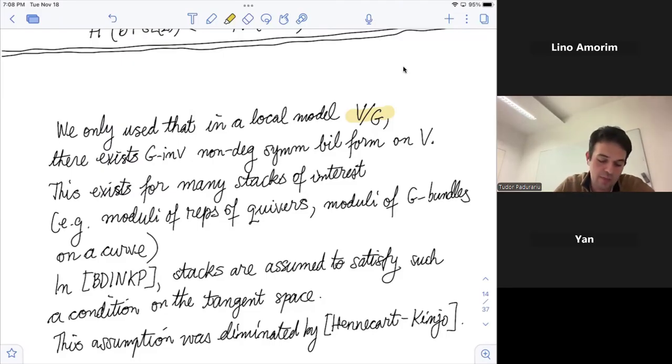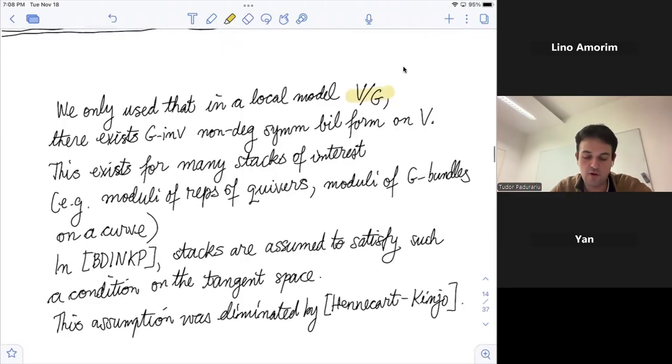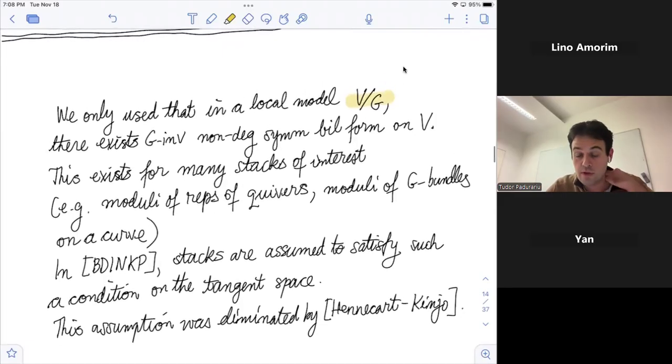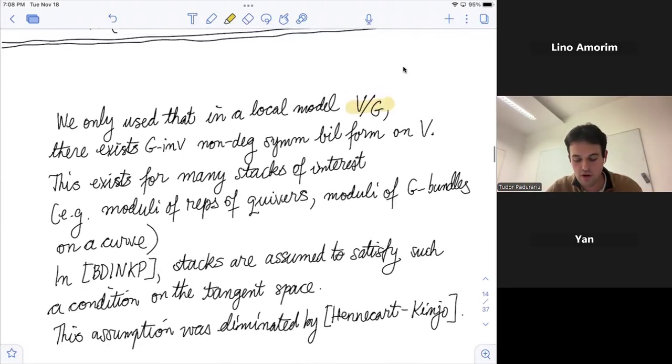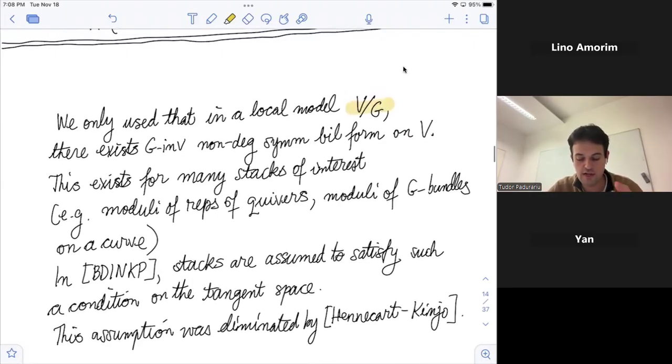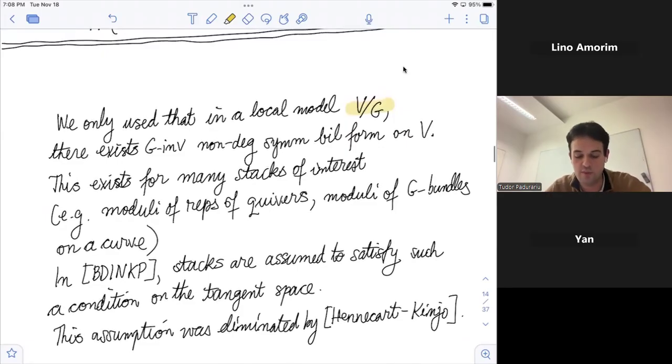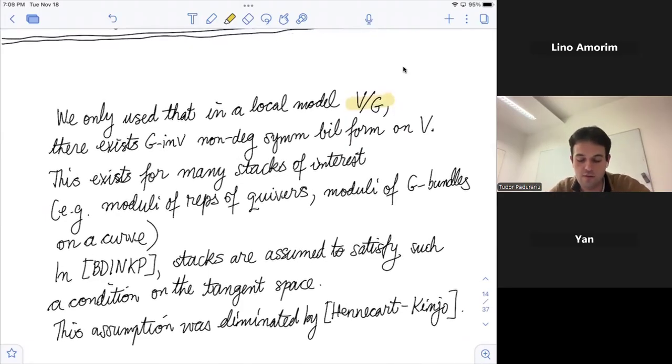So in our paper, we considered symmetric stacks, but we also assumed that they need to satisfy this condition on the tangent space that was satisfied in most examples of interest. But last month, this condition was eliminated by Enekar and Quijon. So this quadratic form is used to construct this Morse function. Yes, okay.